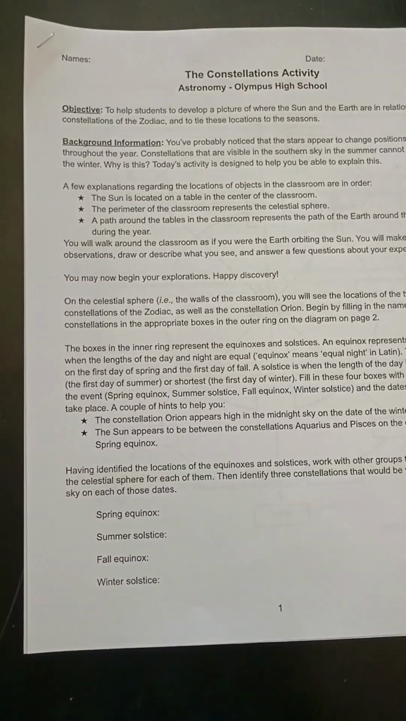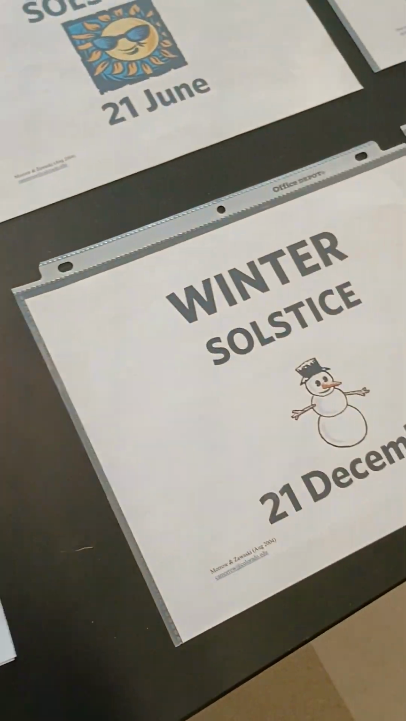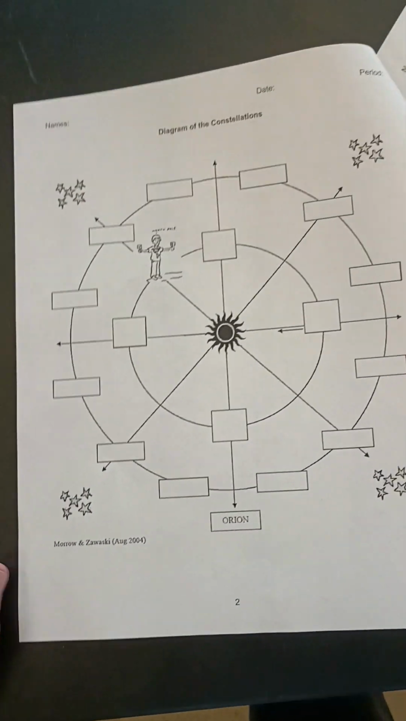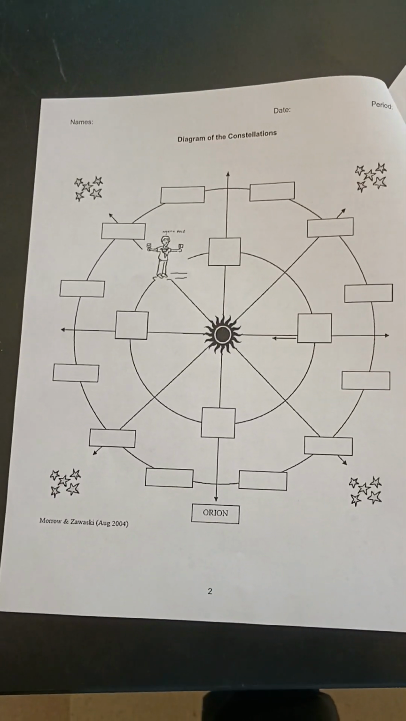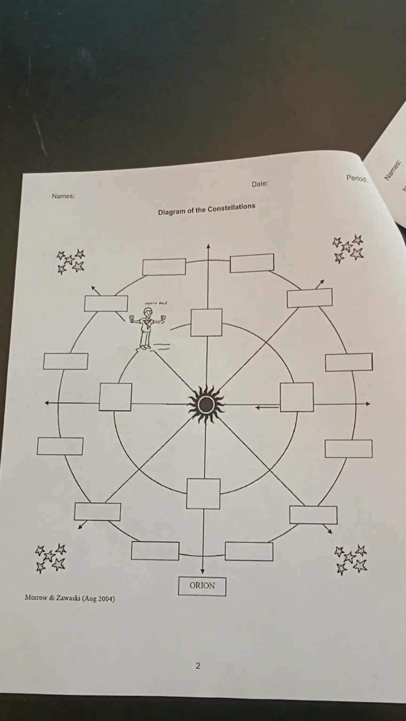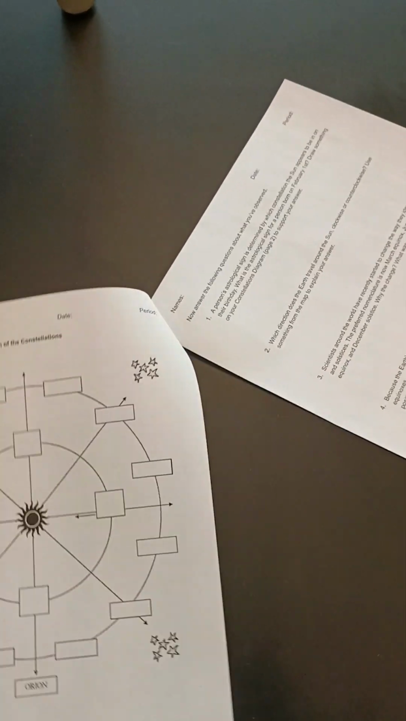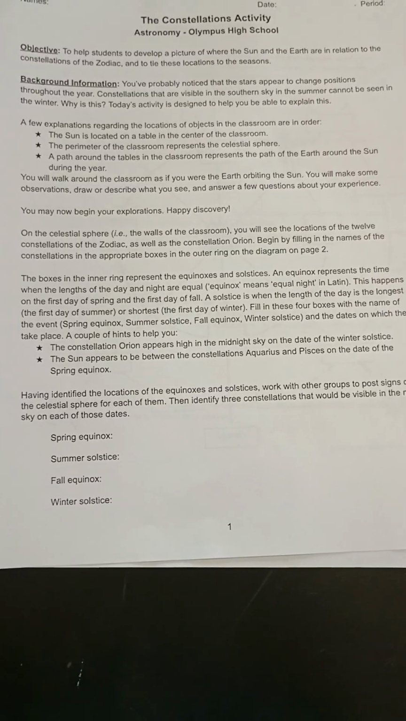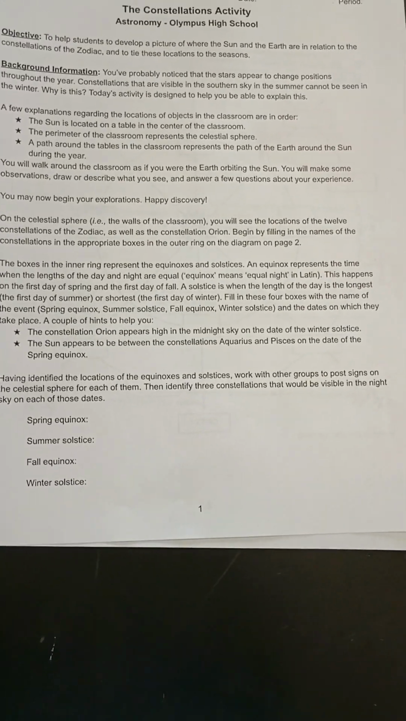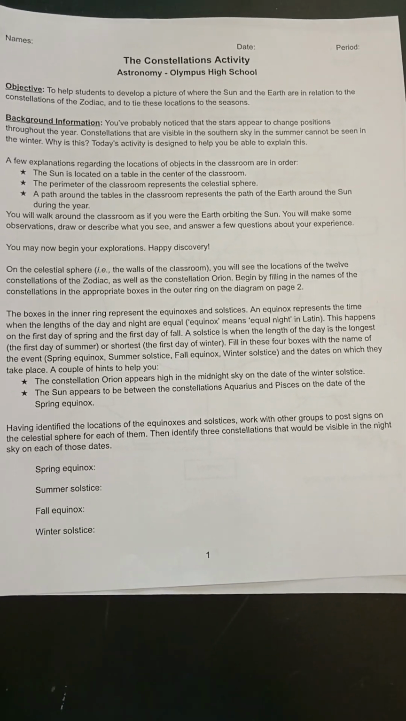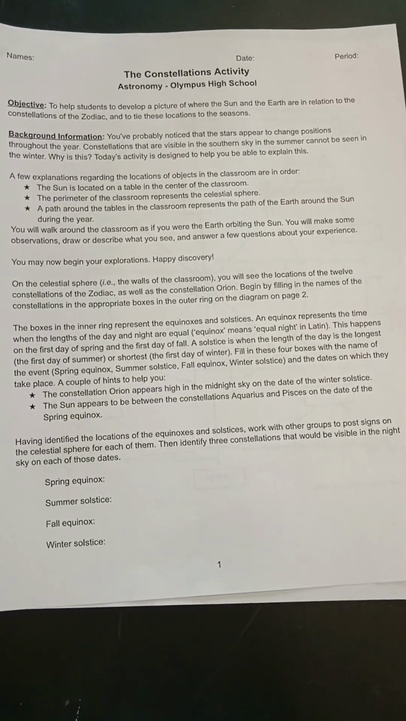So, once you've read through the instructions, then you will walk around, carry this with you, and fill in all of the constellations in the appropriate order as you go. After that, I'm going to have you go back to this front page. And on the front page, down at the very bottom, and a lot of people miss this the first time, it asks you to identify 3 constellations that would be visible in the night sky for each of those dates.